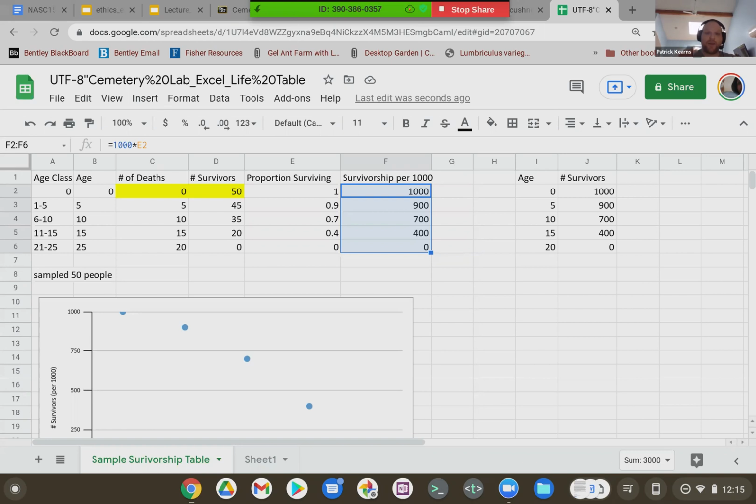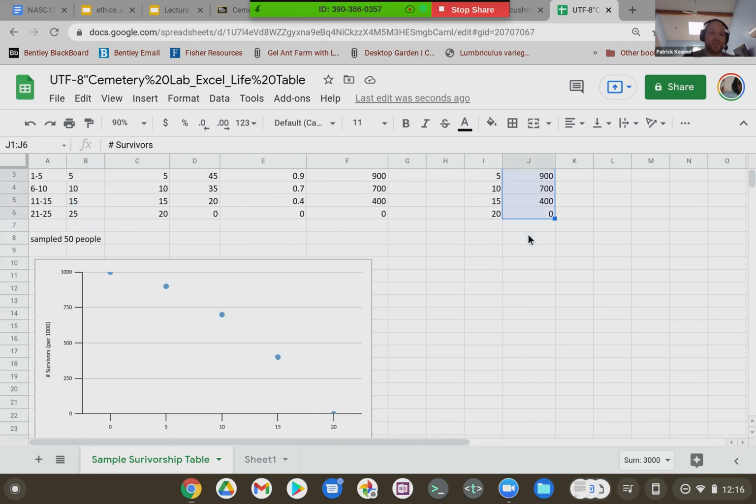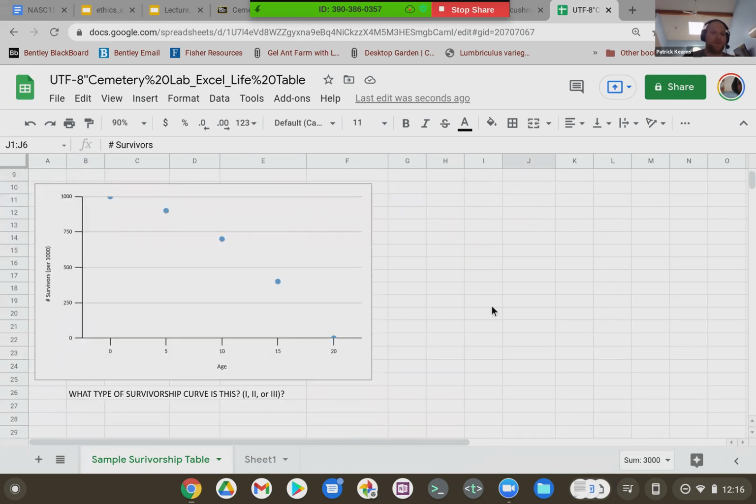Now, you might ask yourself, okay, I did all that stuff, what do I need to create from there? Well, we're going to be creating what's called a survivorship curve, and we'll talk more about these on Friday. What you do is take these age classes right here, in this case 0, 5, 10, 15, 20, and the number of survivors from each of those classes. You just make a scatter plot with the number of survivors per 1,000 on the vertical axis and the age class here on the bottom, and you get this nice little curve.